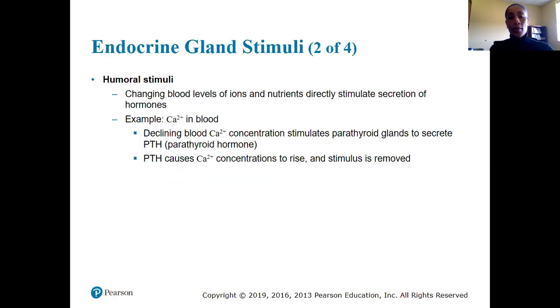Remember that this term is always going to imply a change that is going to occur in bodily fluids. So for example, if our blood is experiencing declining concentrations of calcium, calcium is an ion that's found within our blood, then that's going to trigger the parathyroid glands to secrete the parathyroid hormone. And then the parathyroid hormone will have effects on the skeletal system and our intestines to release more calcium into our blood to bring those calcium levels back to normal.